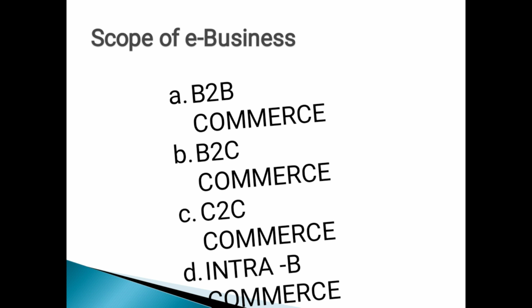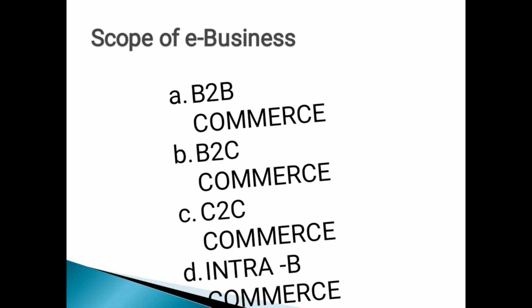On the basis of the parties involved in electronic transactions, e-business can be further classified into four categories: B2B commerce, that is business to business commerce, B2C commerce, that is business to customer, C2C, that is customer to customer commerce, and intra-B commerce. So we will discuss them one by one.